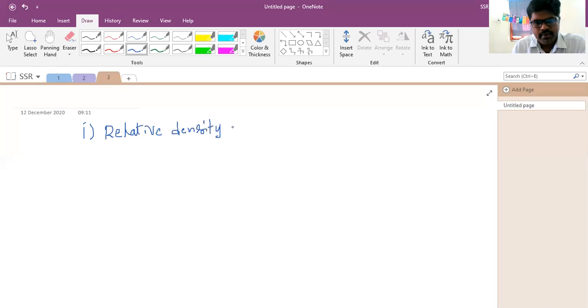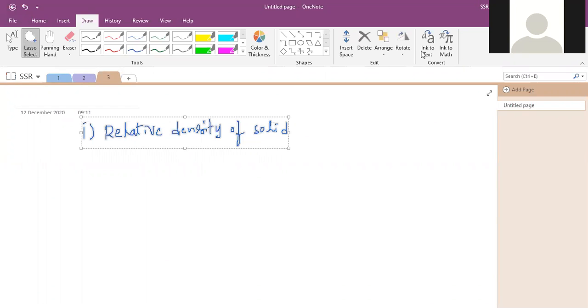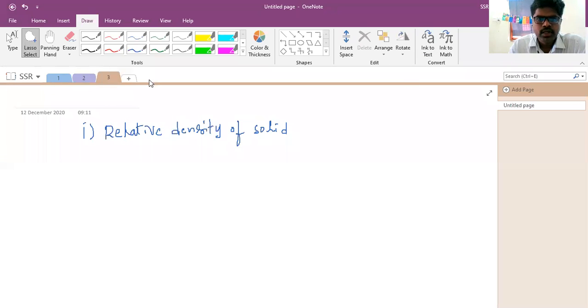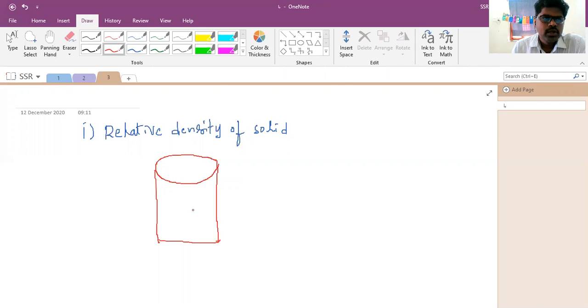Relative density of solid. Okay, this you can try to calculate. For that, consider a tumbler of water. In this case, you can take water only. So in this, we'll keep a certain amount of liquid up to a certain level.